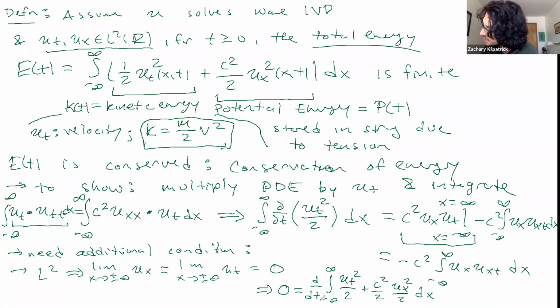But what is this thing now? This is exactly my energy that I defined up here. So what I've shown now is that the derivative of my energy is 0 for all time. So this is equal to E prime of t, or in other words, my energy is constant. So what I have then is a statement of conservation of energy.